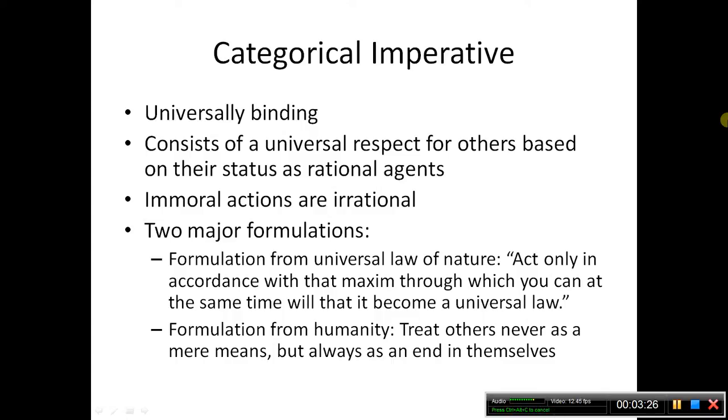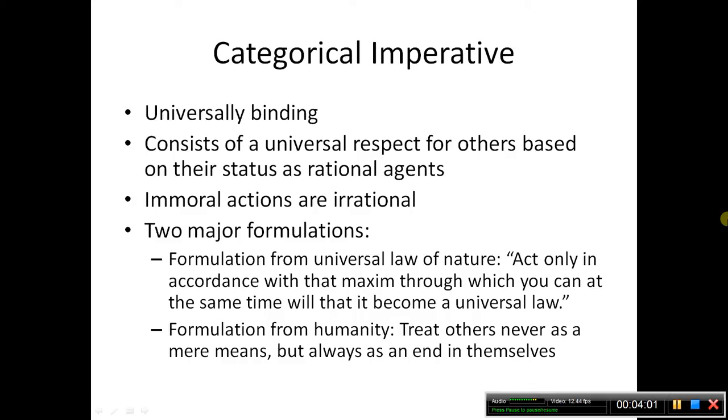And basically the formulation from the Universal Law of Nature states that if you will a maxim that when universalized, when treated as a universal law of nature, makes it impossible for you to will that maxim, it is immoral. It violates the categorical imperative. And so, a lot of the time when the categorical imperative is explained to people, this is never really explained in depth. It's just sort of, yep, that's what Kant thought. But there's a reason Kant thought this.